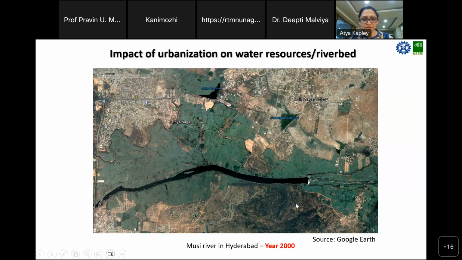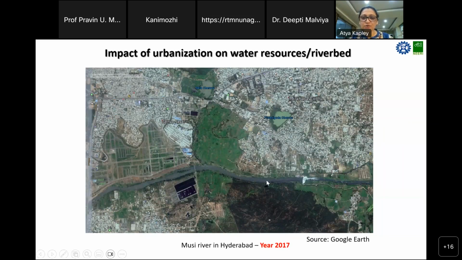But take a look at what has happened in just 2017. You have built up right up to the river, and now the black has changed to gray, which means that there are so many suspended solids in it, which are obviously coming from sewage, but you can see the amount of damage that has been done to a natural community. And this is just a 17-year span. In 2000, all of us were there. And just look at how the population is growing.